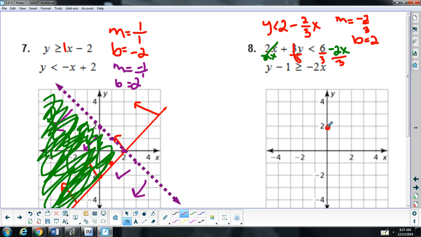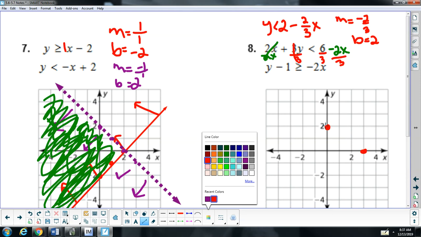So going to graph this, I begin at 2. So I begin on the y-axis at 2. Then I move with my slope. So since it's negative 2/3, I'm going to go down 2 and to the right 3. Then my line, I'm going to look at my less than sign, and my less than sign tells me I'm going to have a dashed line.